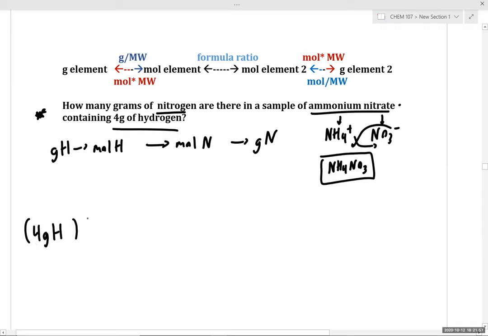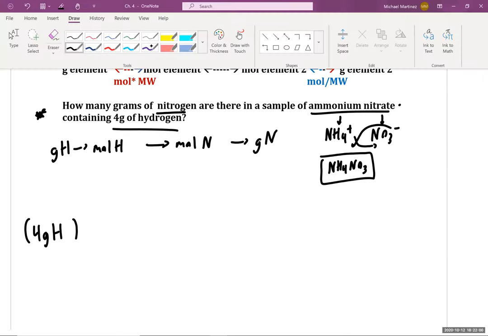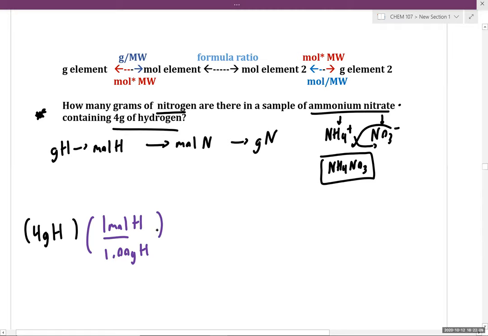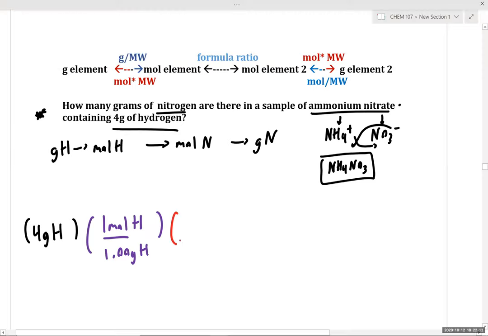So for 4 grams of hydrogen, we know that in 1 mole of hydrogen, we have 1.00 grams of hydrogen. In terms of moles of nitrogen per mole of hydrogen, looking at the formula for ammonium nitrate, how many moles of nitrogen do we have in the formula? How many nitrogen do you see? 2, exactly right. And how many hydrogens do we see? 4. So we have 2 moles of nitrogen per 4 moles of hydrogen in ammonium nitrate.